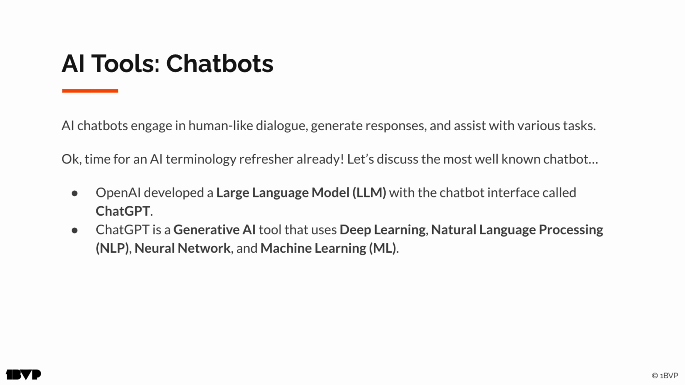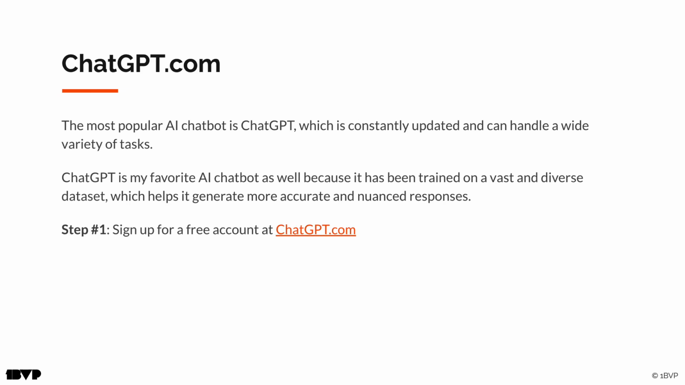OpenAI developed a large language model with the chatbot interface called ChatGPT. ChatGPT is a generative AI tool that uses deep learning, natural language processing, neural networks, and machine learning. The most popular AI chatbot is ChatGPT, which is constantly updated and can handle a wide variety of tasks. ChatGPT is my favorite AI chatbot as well, because it has been trained on a vast and diverse dataset, which helps it generate more accurate and nuanced responses.